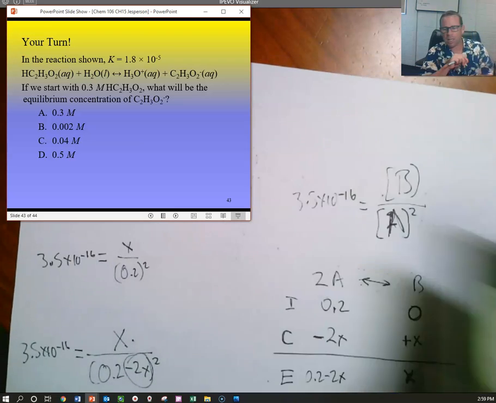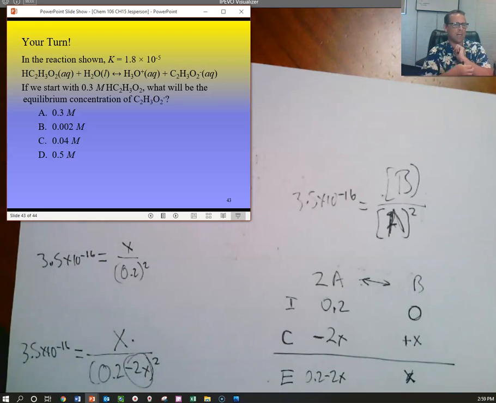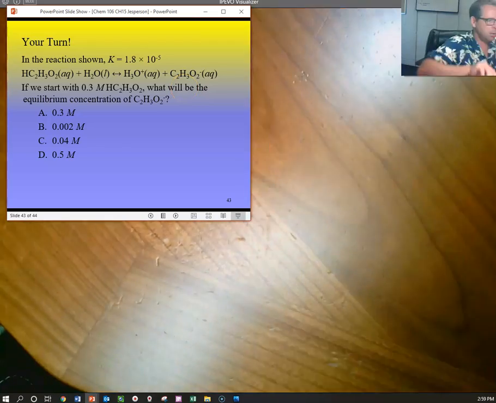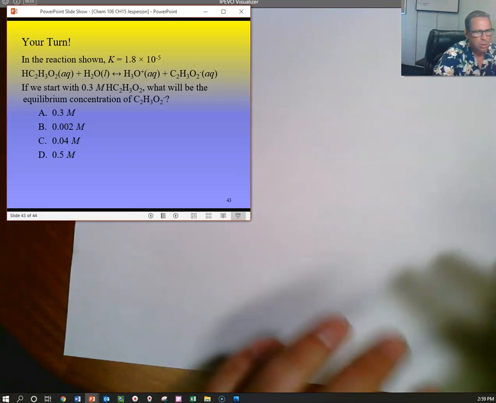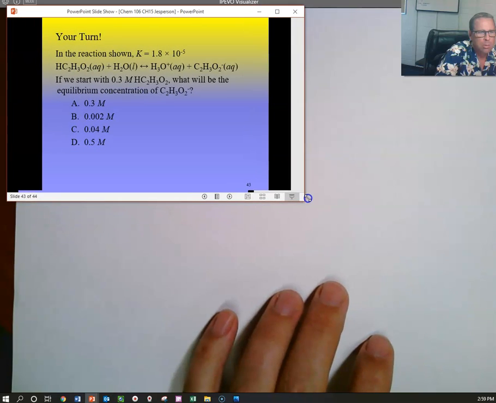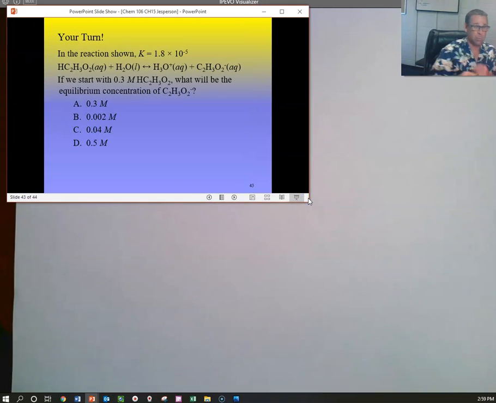Here is another problem like that. 1.8 times 10 to the minus 5 is our equilibrium constant. We start with 3 molar of our acetic acid, and we want to know what the equilibrium concentration of this acetate ion will be. Whose turn is it? Sarah, can you help me out with this? What do we do here?